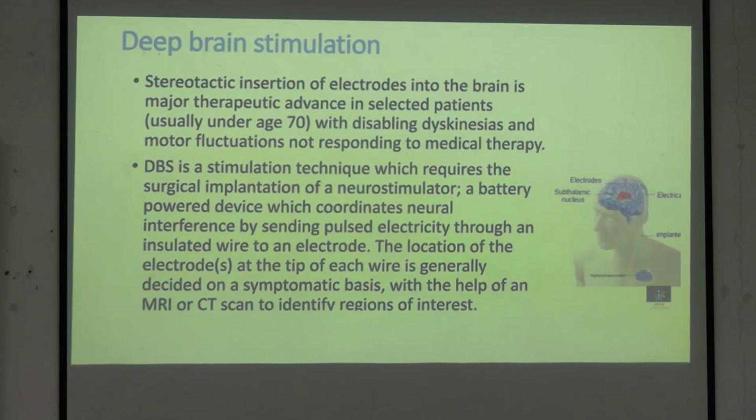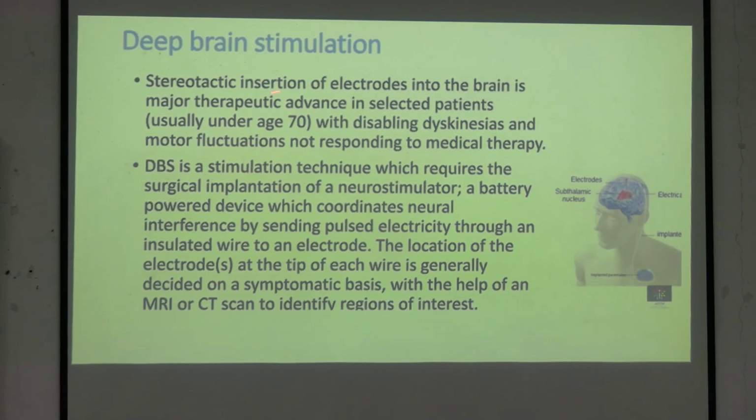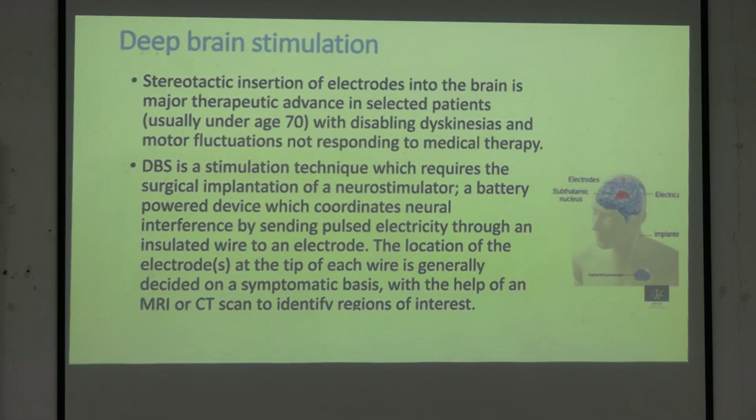You can read this if you are interested. The stereotactic insertion of electrodes into the brain is a major therapeutic advance in selected patients. It is very promising and nowadays much used in Parkinson's disease and also in different types of dystonia. The neurosurgeons are nowadays treating by putting a chip that will give an electric discharge like a pacemaker. A pacemaker is used in the heart; it is the same, an electric discharge, by a chip. They put it inside the brain for deep brain stimulation.